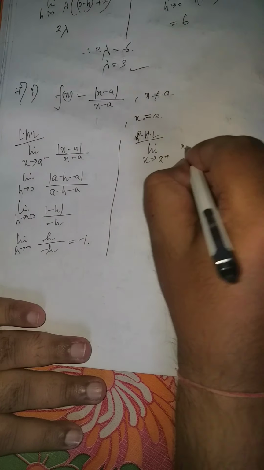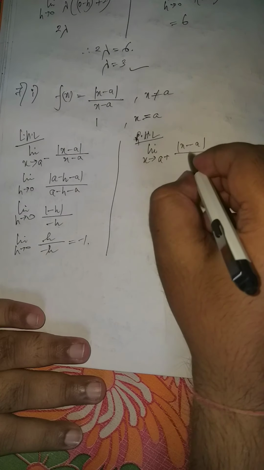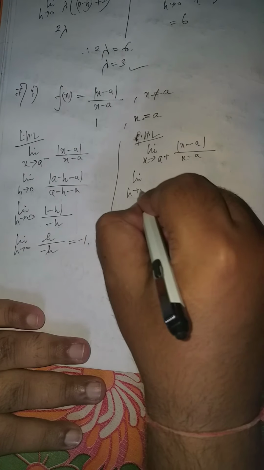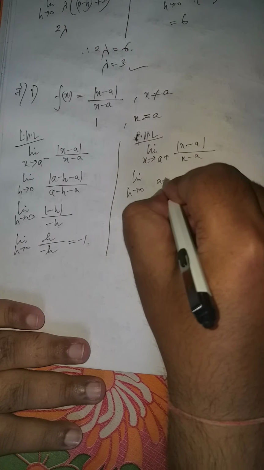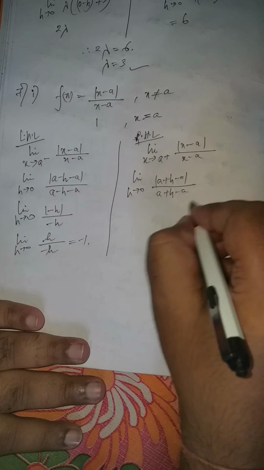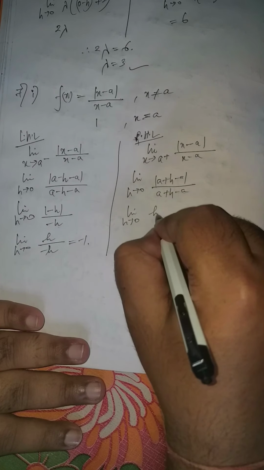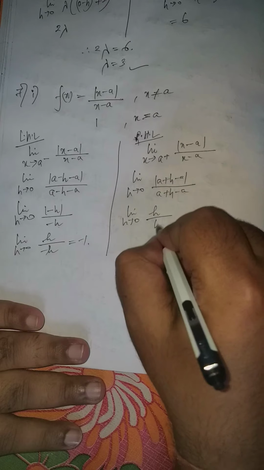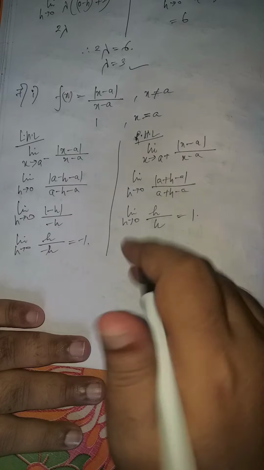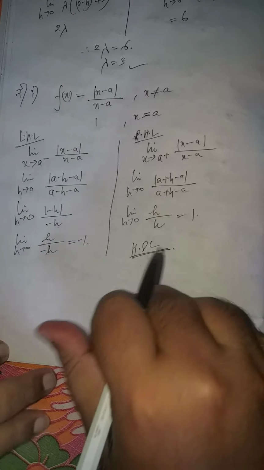So a plus, again a plus means not equal to a, so you have to take the first function. h tends to 0, so replace x with a plus h: mod of a plus h minus a, divided by a plus h minus a. Again a cancel, limit h tends to 0, a cancel, mod of h is h, again h by h is 1. See the difference, here the value is minus 1 and here you are getting 1, hence the function is discontinuous at the point. Like this you can treat mod values.